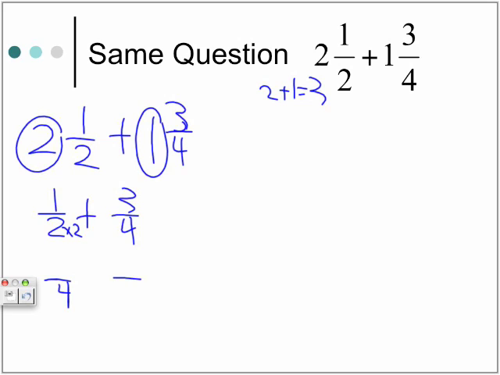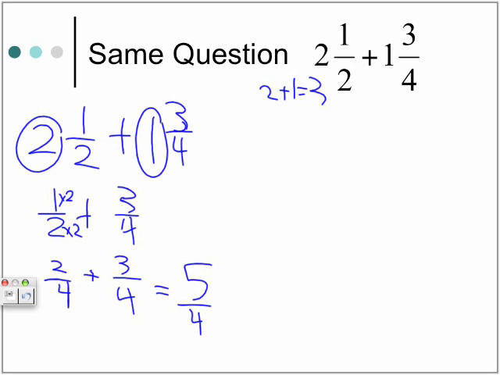Right? And now, whatever we do to the bottom, we have to do to the top. So 1 times 2 will equal 2. Yeah. So now, just bring that down. See? Bring that down. So, yeah, now, isn't this more simple? 2 plus 3 equals 5. 5/4.